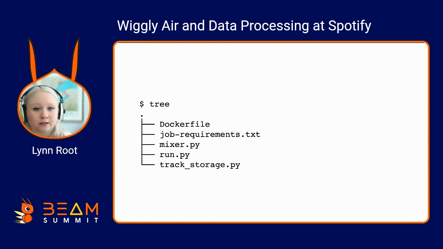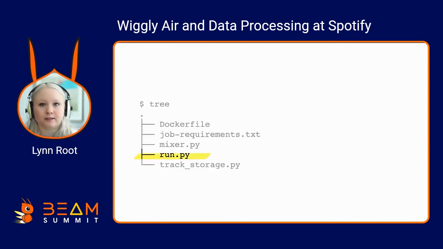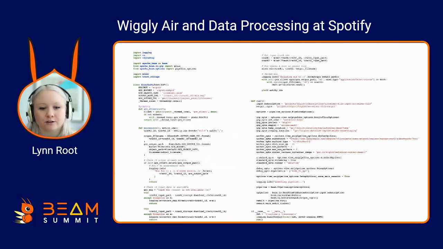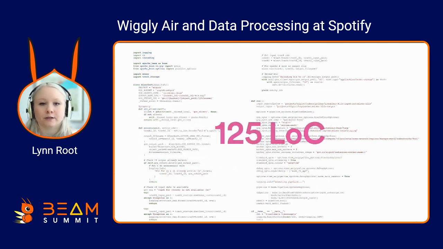So we first have the following files. The job requirements file defines a job's dependencies. We might also have a Docker file to have a repeatable and clean environment. The mixer.py and the track storage.py contain the transform logic and helper tools. And then run.py actually sets up the pipeline for execution. If we take a look, it's a lot, and you're not supposed to see this code. It's just too much to read, right? It's about 125 lines of code. And again, this is not actually the mixer code itself. It's literally all the boilerplate related to configuring, downloading, uploading, and checking if input and output data already exist.